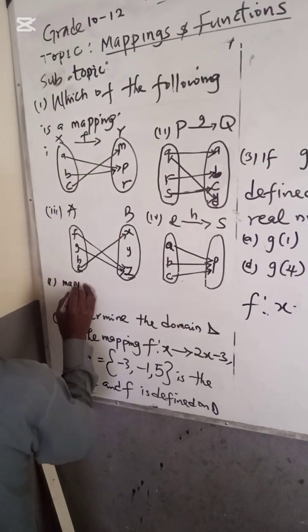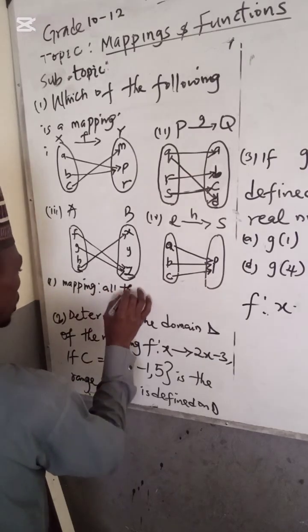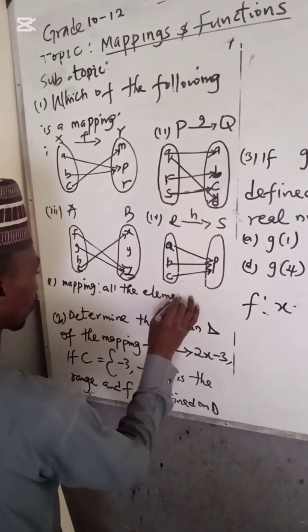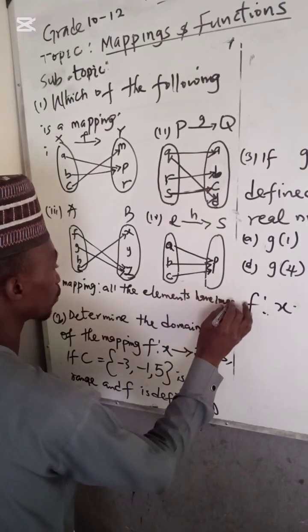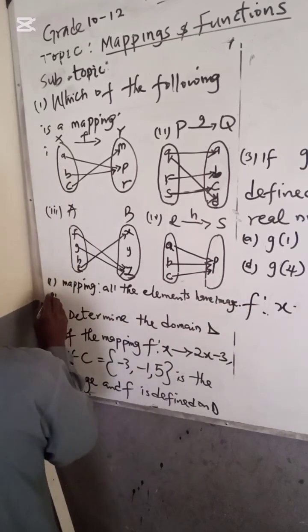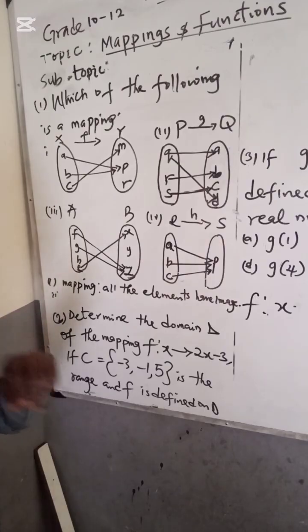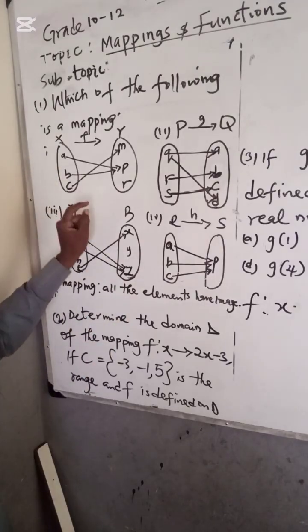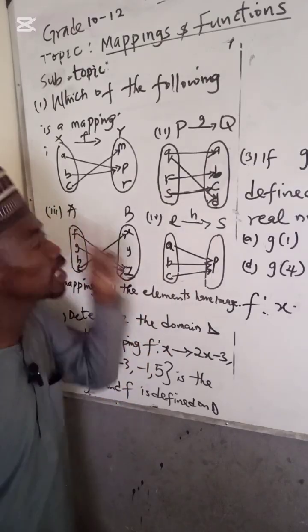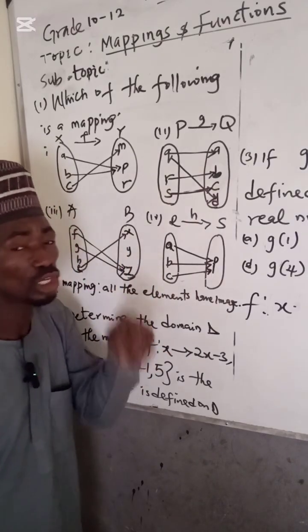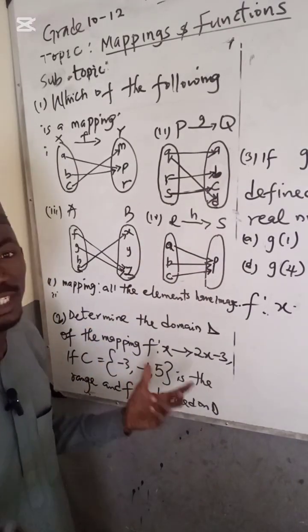1. All the elements have image. Now, the second one, look at it. Also know that the law says each element must have an image, and all the images of each of the elements must be unique. In the first video, we explained what the uniqueness means.